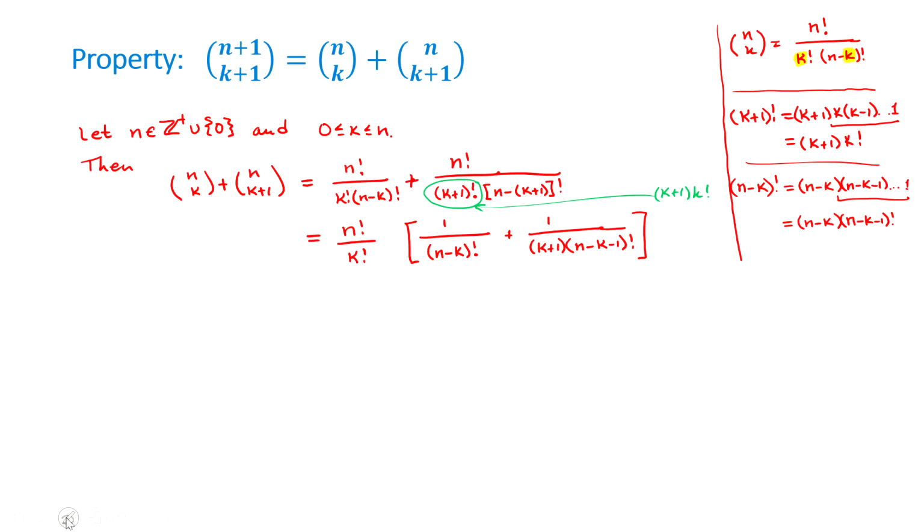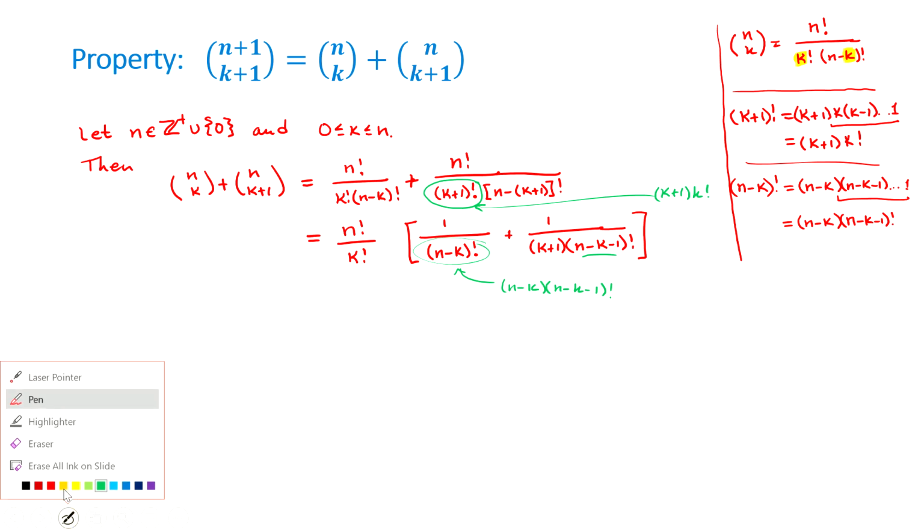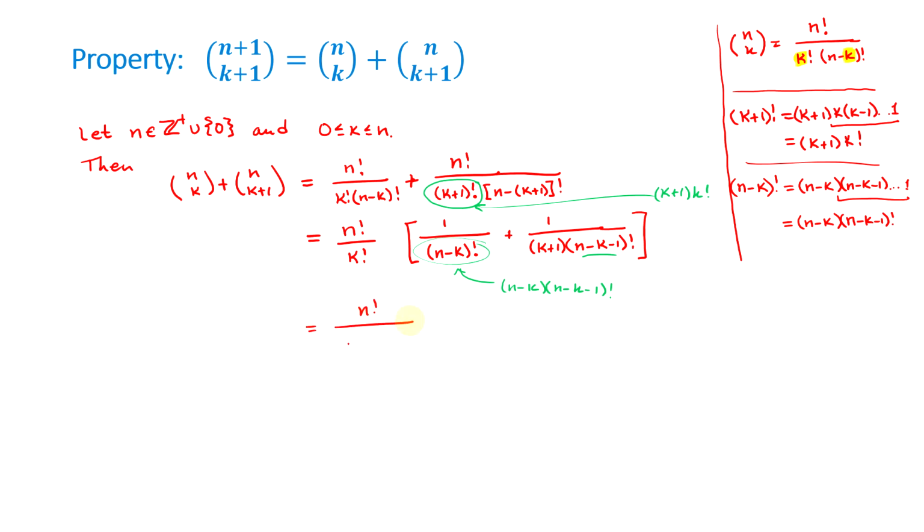Now notice what this means. This tells us that we could rewrite this one as n minus k times n minus k minus 1 factorial, but we have that factorial part already in the other fraction, so in reality, we can factor it out as well.